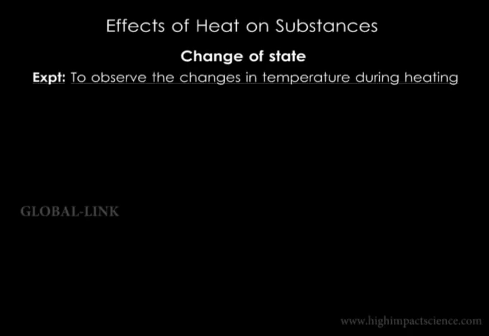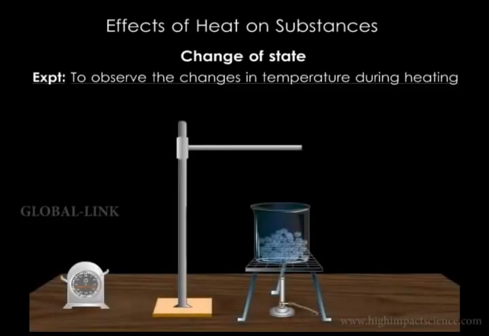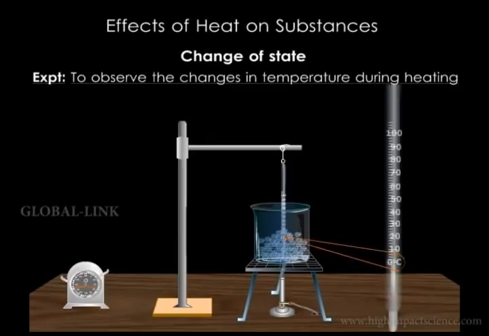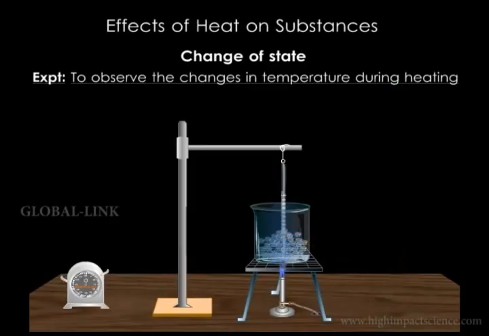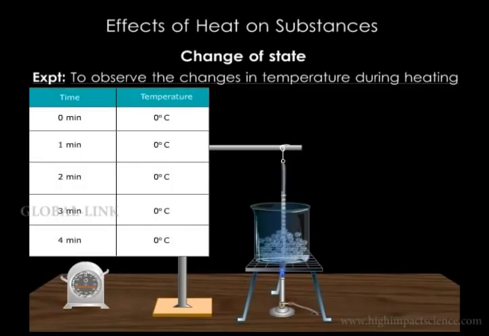So now, let's go back to the effect of heat on substances, and the first effect is change of state. We start with an experiment to observe the change in temperature during heating. Now, we take some ice cubes in a beaker. We suspend the thermometer into the ice cubes and note its temperature. It's 0 degrees Celsius. Then we heat the ice cubes and record the temperature after every minute.